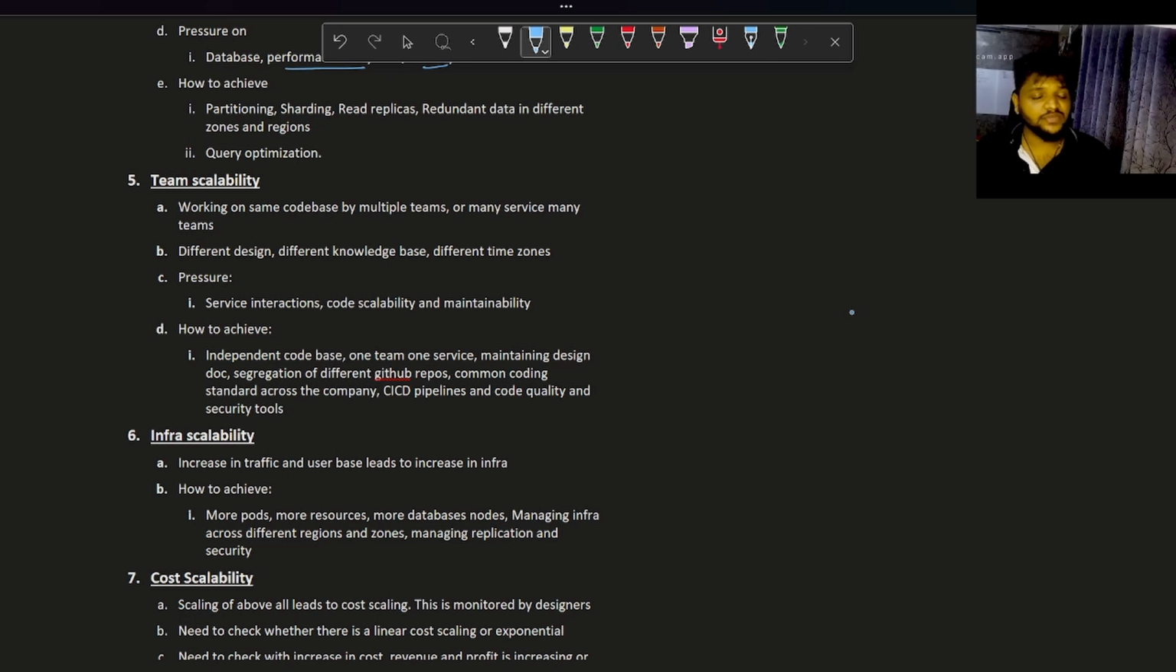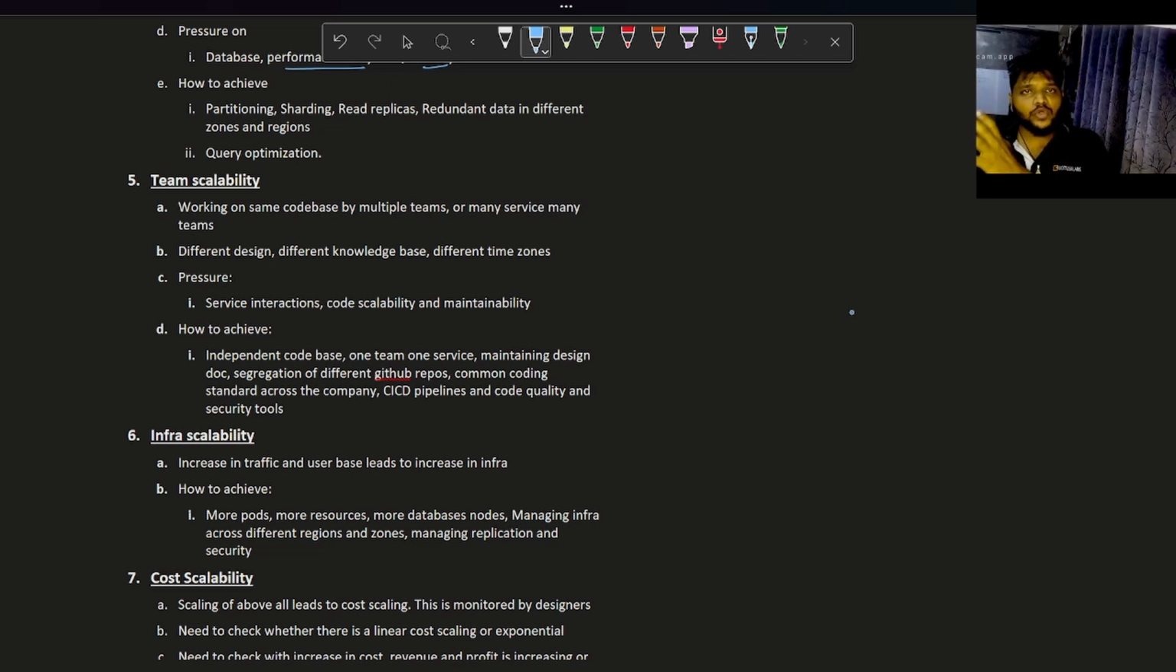What does team scalability mean? Team scalability means consider a use case where multiple teams are working on the same code base. When we were discussing feature scalability, we saw there can be multiple microservices or multiple features, or one single service can have multiple features. If the feature is scaling, multiple teams can work on multiple microservices. Or else, same service, multiple features, and more and more developers and testers are getting added to your team.